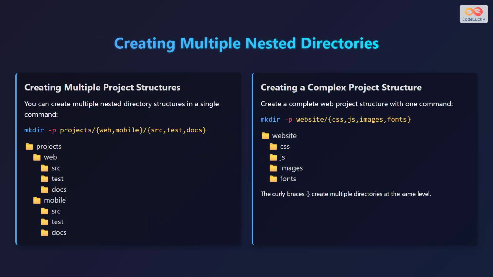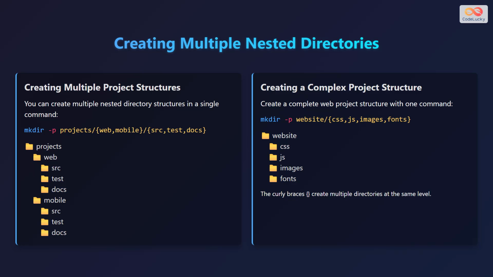The mkdir command with the -p option becomes even more powerful when creating multiple nested directory structures at once. You can achieve this by using brace expansion. For example, you can type mkdir -p projects/{web,mobile}/{src,test,docs}. This command creates a projects directory, and inside projects it creates two directories, web and mobile. Within each of these directories, it creates src, test, and docs directories. This is useful for setting up project structures quickly.